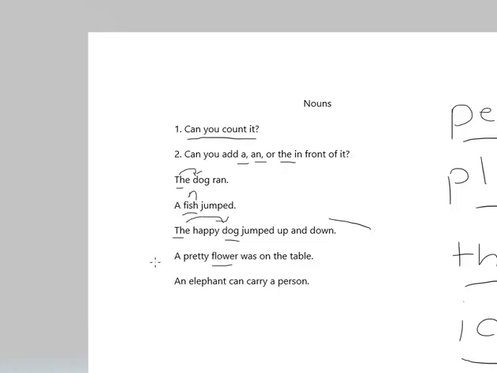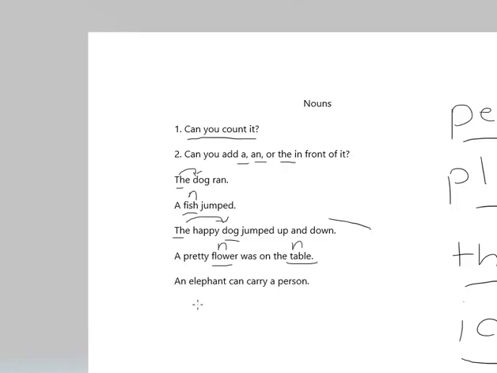But there's another noun hiding in here. Where was the flower? The flower was on a table. A table is a thing, isn't it? Yes, it is. A table is a noun. So we would mark both of these with an N.